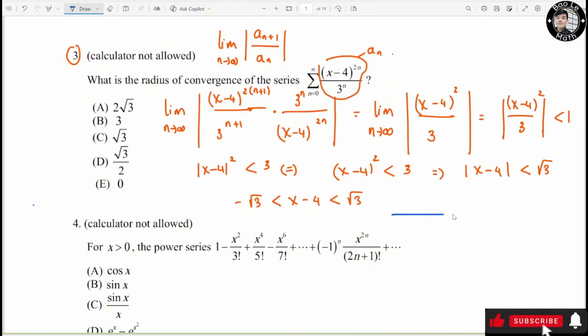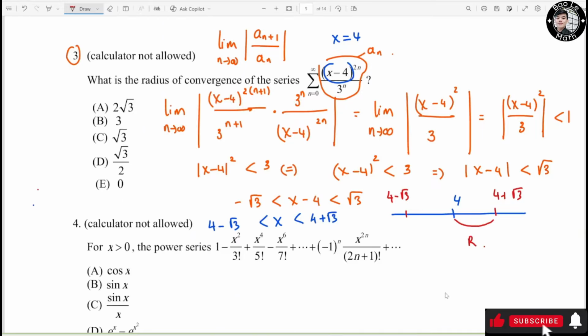Now we just draw the number line. Observe that the center is s equals 4, so we put 4 right here. If we solve this, it's s less than 4 plus root 3, and this greater than 4 minus root 3. So right here 4 plus root 3 and right here 4 minus root 3. The distance here is the radius of convergence, which is root 3. The answer must be C.